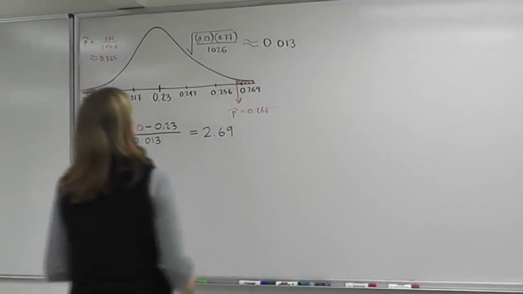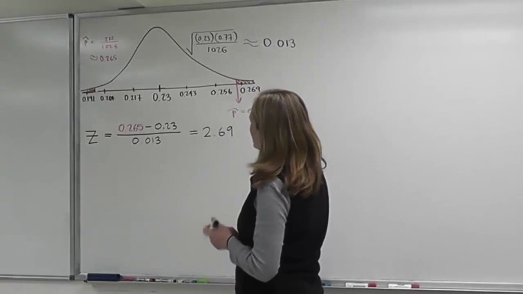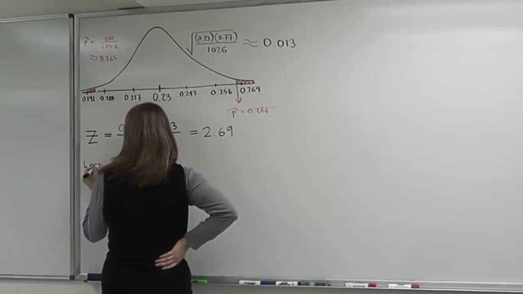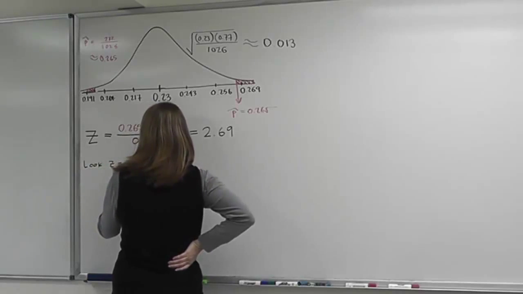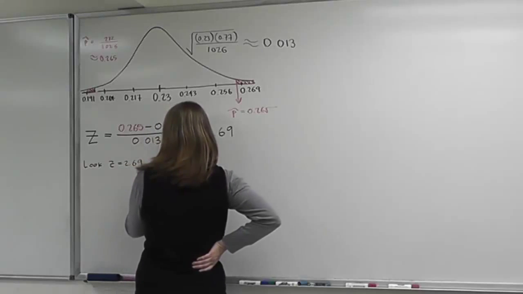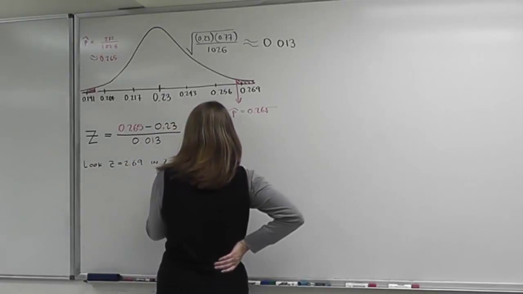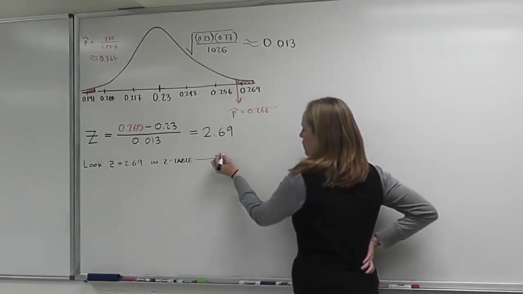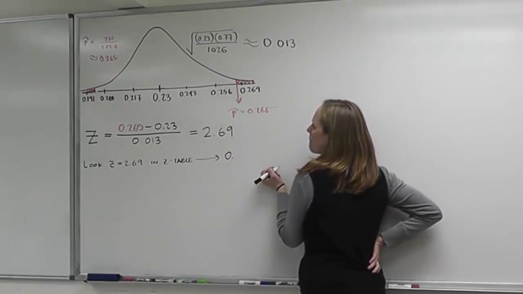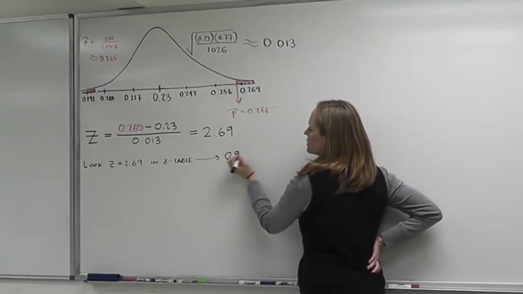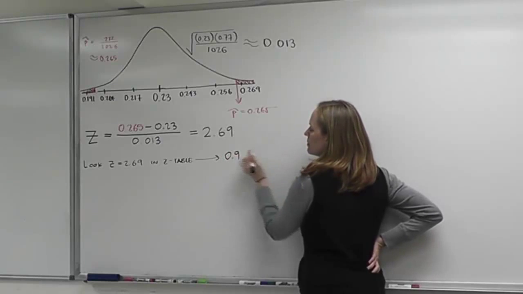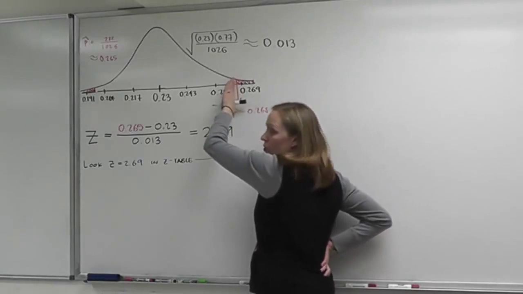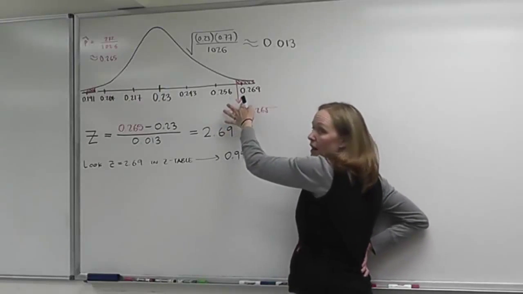Okay. Now, let's figure out what this area is. So we have to look up in our z-table. And when you look it up, if you look up 2.69 just as it is, it spits out a 0. Probably pretty high, 9, I'm going to guess. 0.9964. Excellent, 0.9964. Now that's all the area to the left of this red arrow I drew here.